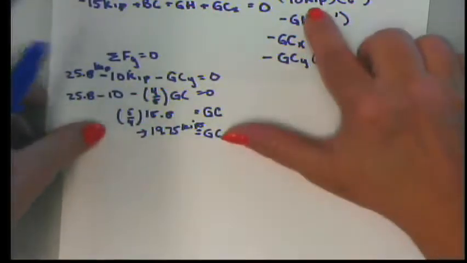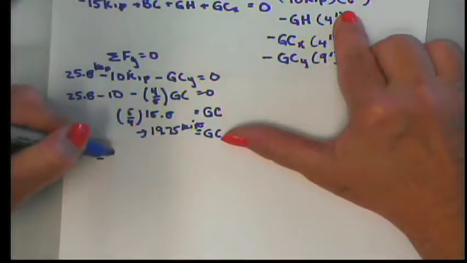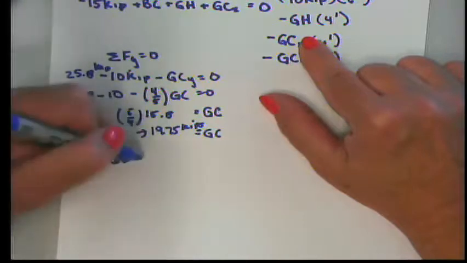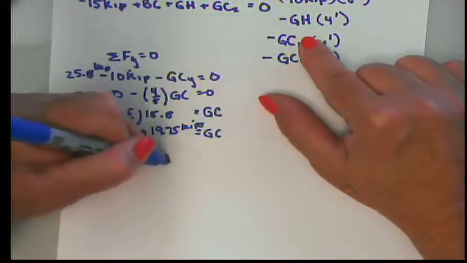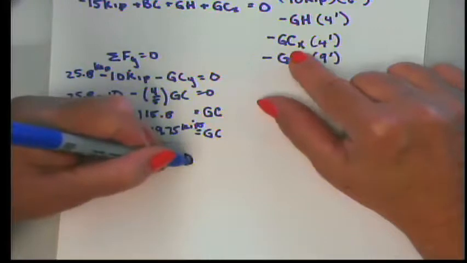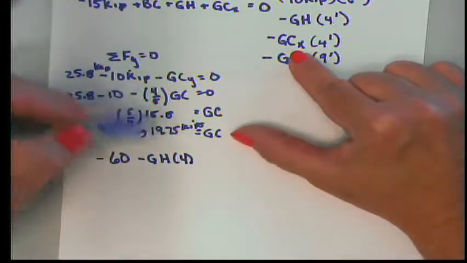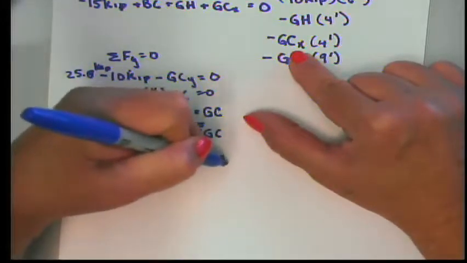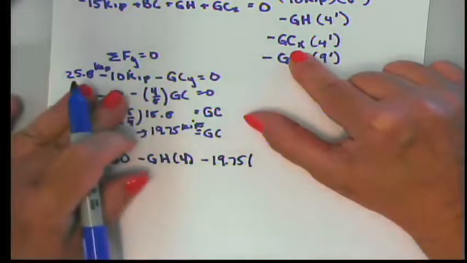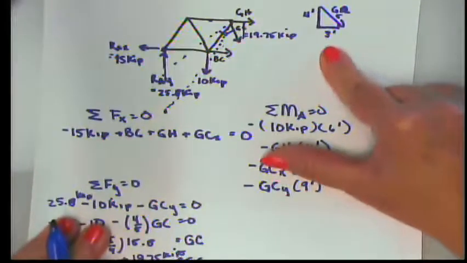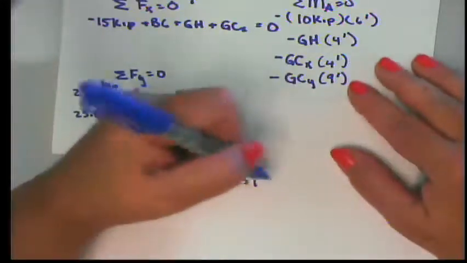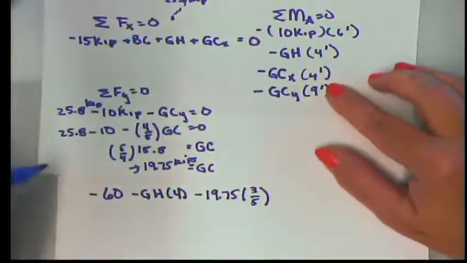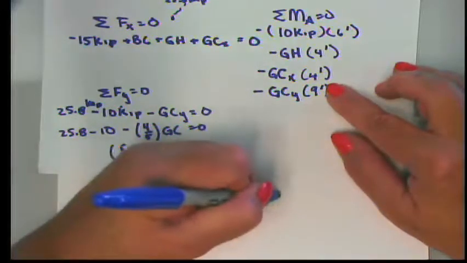So we get negative 10 times 6, which is negative 60. And we have G sub H, which is our unknown, times 4 feet. Then we have G sub C in the X direction, where the entire value of G sub C is 19.75. And going back to our triangle, in the X direction it's 3 over 5, 3 parts of 5, times that moment arm, which is 4 feet.